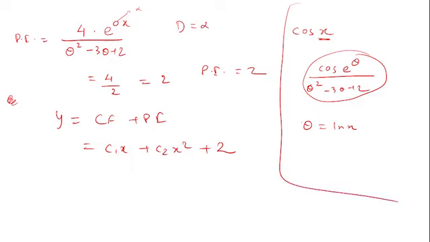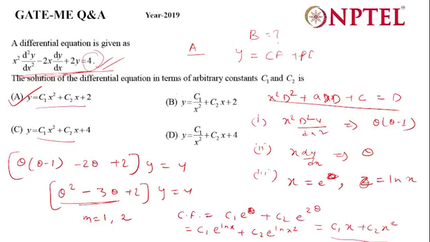Ma'am, how do we find whether a specific problem is of the Euler-Cauchy type? From this question that we have already seen now.